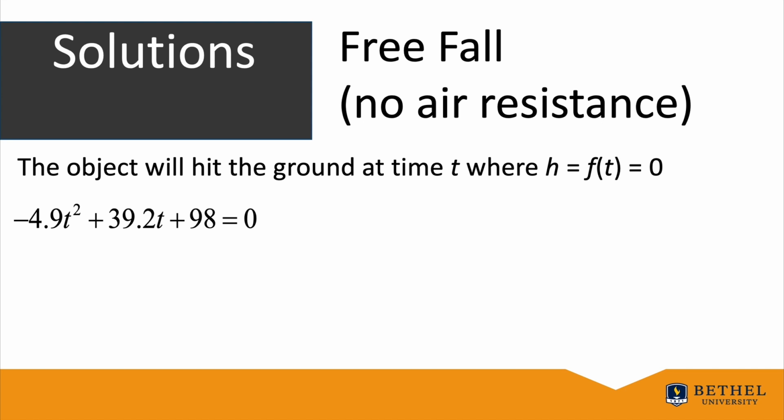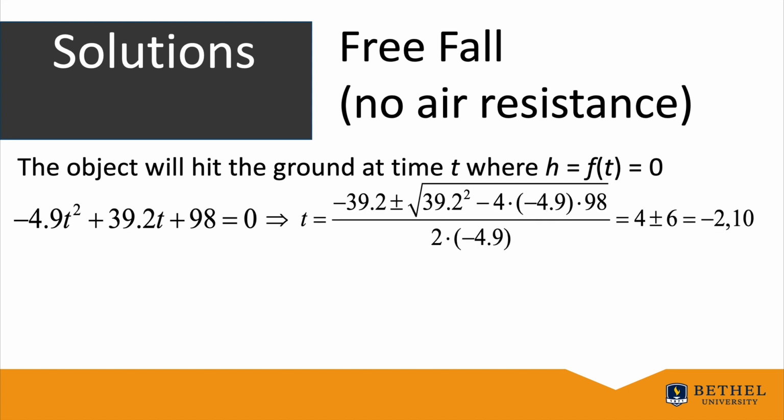Now use the quadratic formula. Here are the details. t equals negative 39.2, which is negative b, plus or minus the square root of 39.2 squared, b squared, minus 4 times a times c. a is negative 4.9 and c is 98, all divided by 2 times negative 4.9. That is, all divided by 2a. When you simplify this with your calculator, you get 4 plus or minus 6, which is negative 2 and 10. We want the positive root since we're starting at time 0, so the answer is t equals 10 seconds.